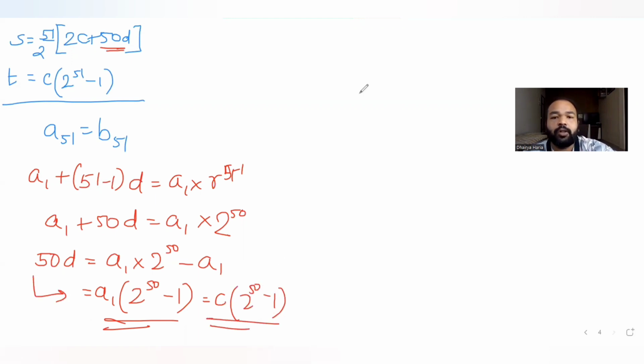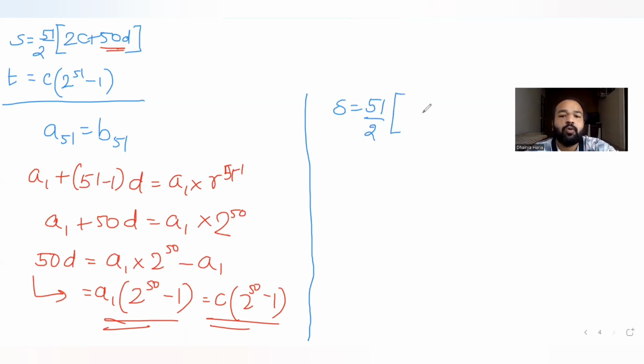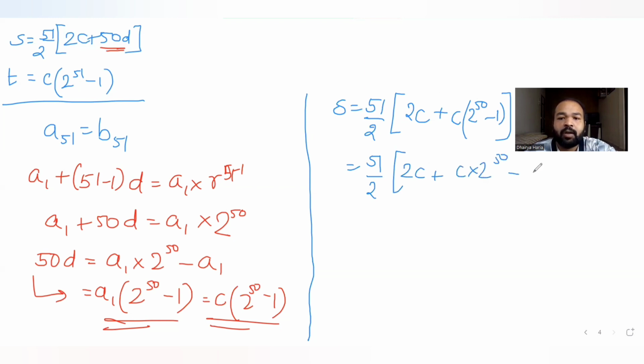Now further, if I want to solve this, let's see. S I can write as 51 by 2, 2C plus 50D. I will replace this with the idea which we have received, that is C times 2 raised to 50 minus 1. Now let's try to simplify this. 51 by 2, 2C plus C into 2 raised to 50 minus C. So that gives me 2C minus C, so it becomes C plus C into 2 raised to 50.